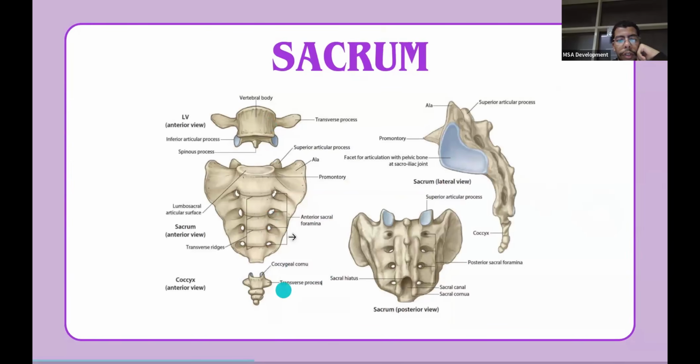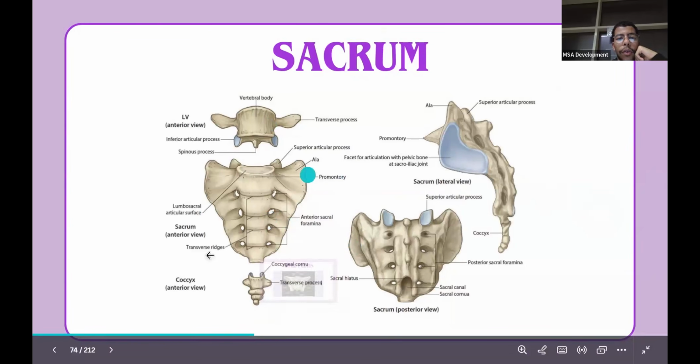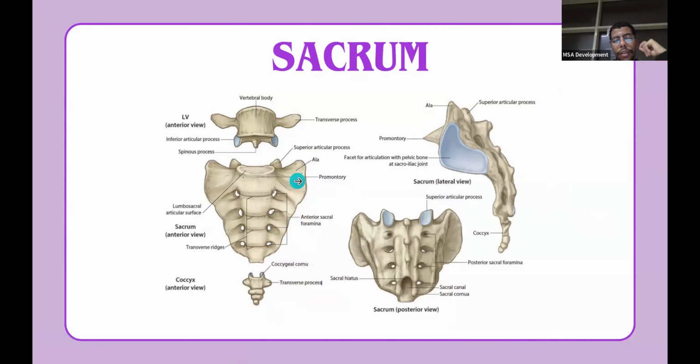Now for the sacrum, you just have to know what it looks like, honestly. And one thing to point out about the sacrum is the promontory, because it's different in males and females and it's a point of differentiation. Another thing is the curvature.